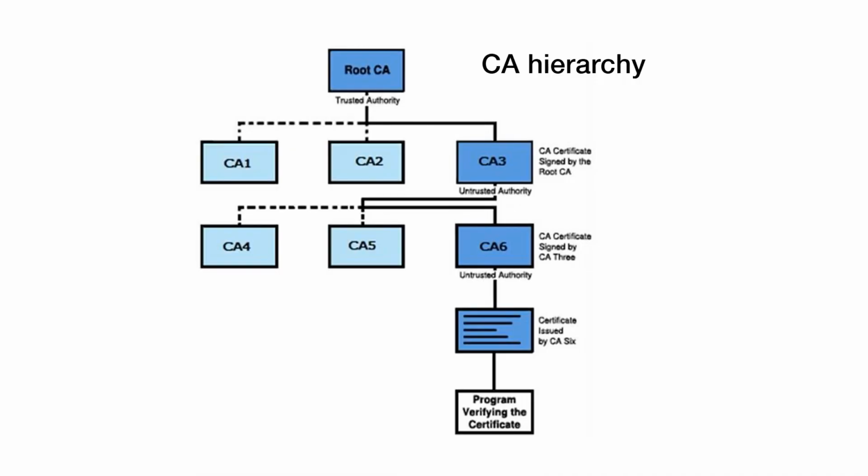Certificate authority or CA hierarchies are reflected in certificate chains. A certificate chain traces a path of certificates from a branch in the hierarchy to the root of the hierarchy. The following illustration shows a CA hierarchy with a certification chain leading from an entity certificate through two subordinate CA certificates, CA6 and CA3, to the CA certificate for the root CA.